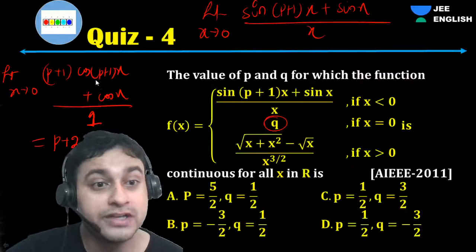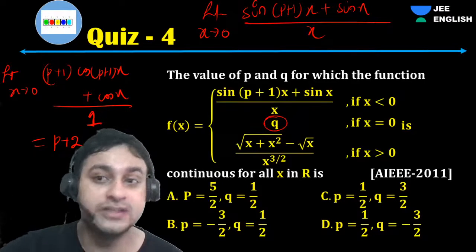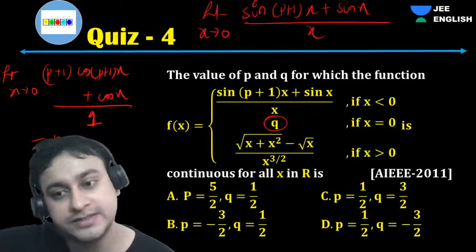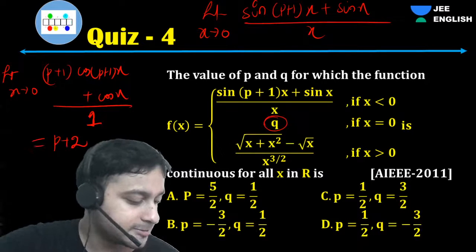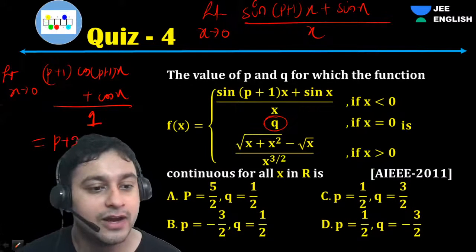And I hope you guys know the differentiation of cos theta. Differentiation of sin 2x is cos 2x into 2. Yes? Thank you, Anand. Okay.